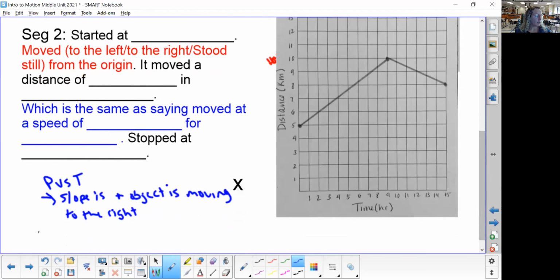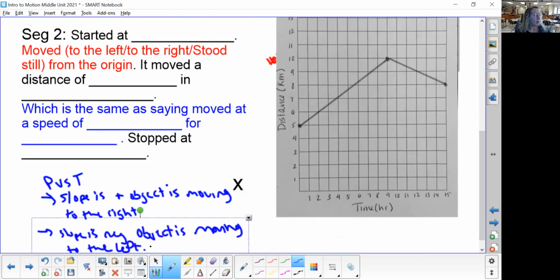And then if slope is negative, the object is moving to the left. And this helps because an object could be moving to the right and away from the origin. It could be moving to the right and towards the origin. It just depends on where it is relative to whatever the reference point is. So toward or away works really well if you are only talking about objects that can move on one side of a reference point, but if they can go on both sides of a reference point, it's not as clear.